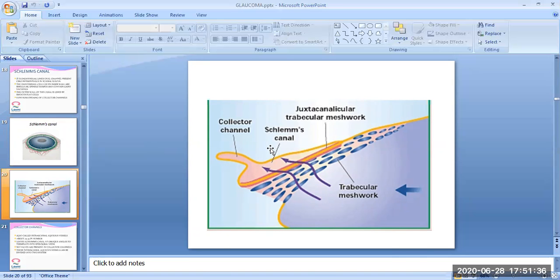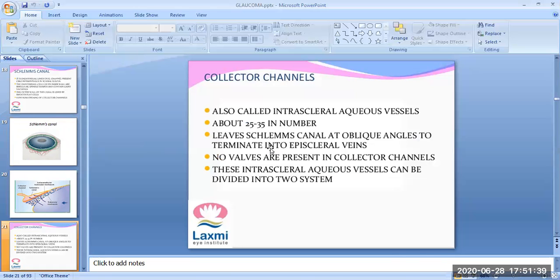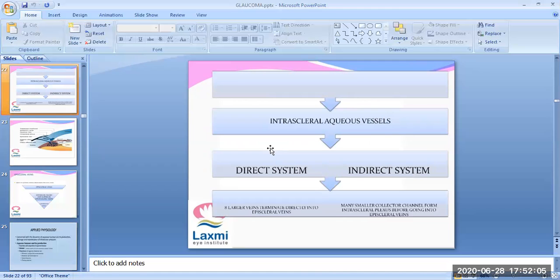So next structure is the collector channel. These are also called the intrascleral aqueous vessels, and they are about 25 to 35 in number and leave the Schlemm's canal at oblique angles to terminate into episcleral veins in a laminated fashion. These intrascleral aqueous vessels can be divided into two systems. The larger vessels, which are called the aqueous veins, run a short intrascleral course and terminate directly into the episcleral veins. This is called the direct system.